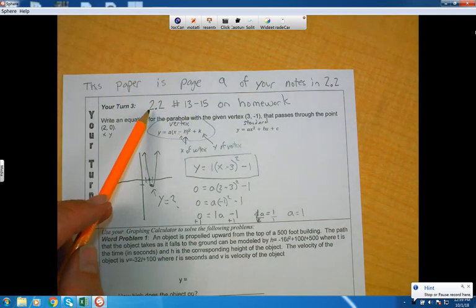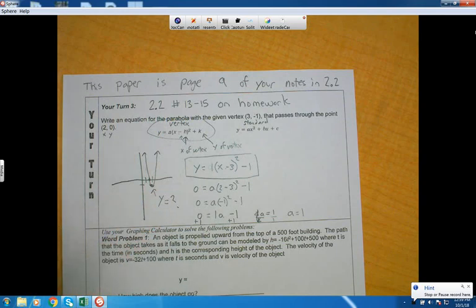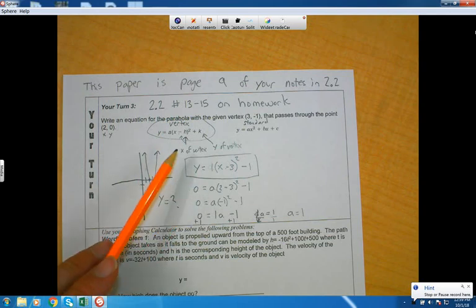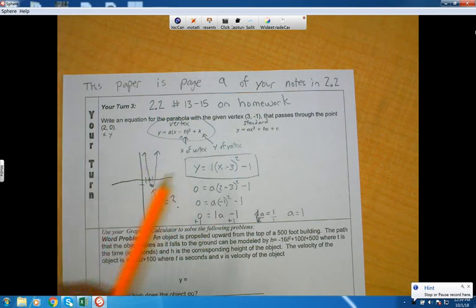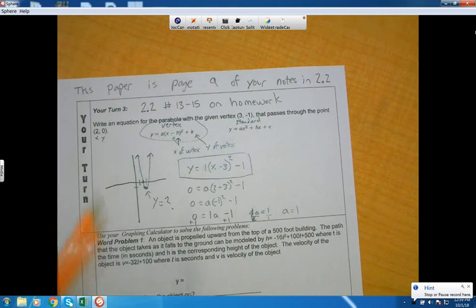And numbers 13, 14, and 15 on the homework for 2.2 will work just like this. So you can get that homework out, and you can just watch this video and go step by step, and instead of using these points, you'll just use whichever points they give you, and it'll work. So good luck.